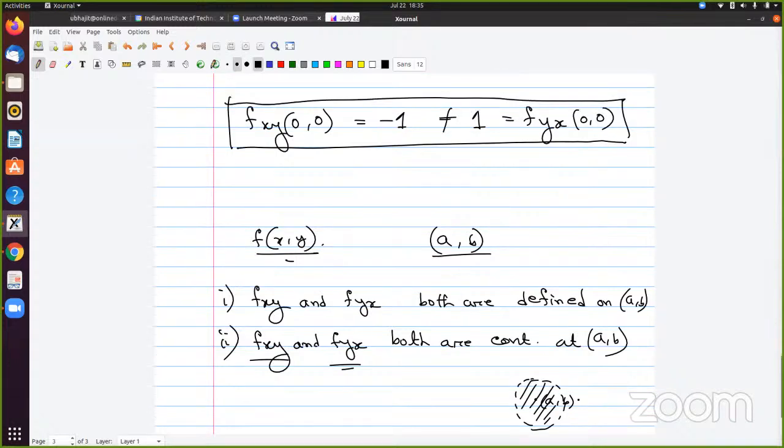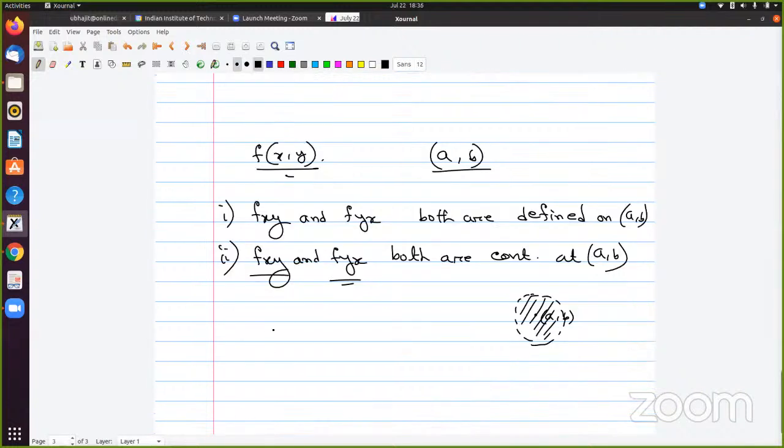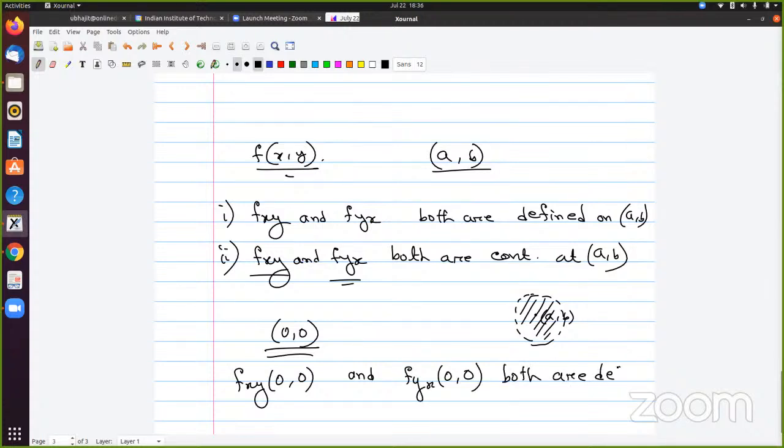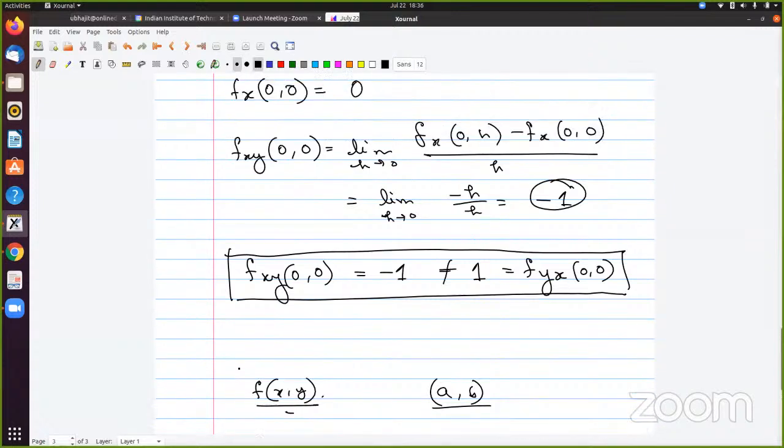So here fxy and fyx, we are checking it around the point (0, 0) for our function, which we have already checked. Both fxy at (0, 0) and fyx at (0, 0) are defined. That part is okay because we have found the value of both of these, right? But are those functions continuous at (0, 0)? No. Why? Both the values are different.